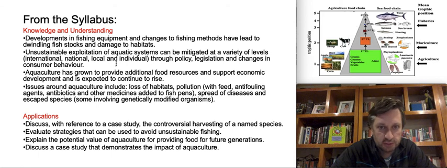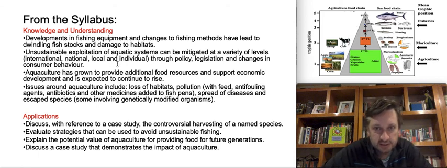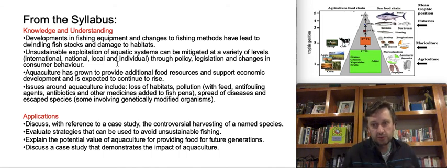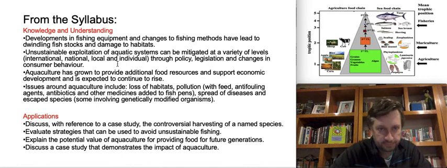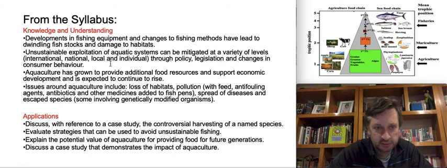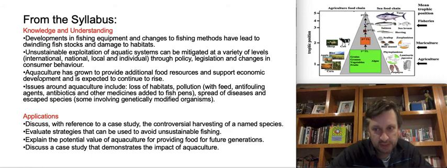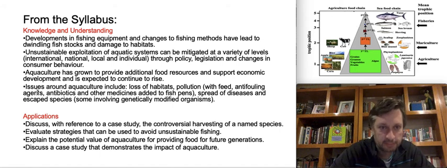Unsustainable exploitation of aquatic systems can be mitigated at a variety of levels through policy, legislation, and changes in consumer behaviour. So we need to talk about how we can make fishing and aquaculture a sustainable industry. Then it says aquaculture has grown to provide additional food resources and support economic development and will continue to rise. That's just a statement of fact that I've already mentioned, actually.